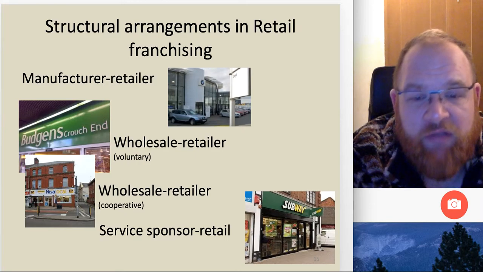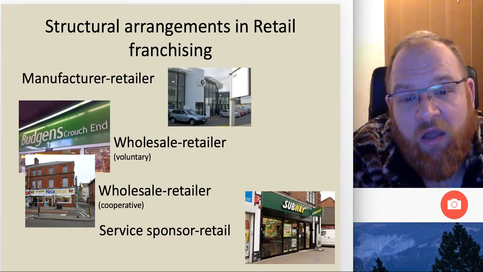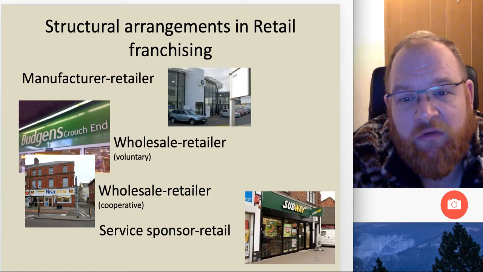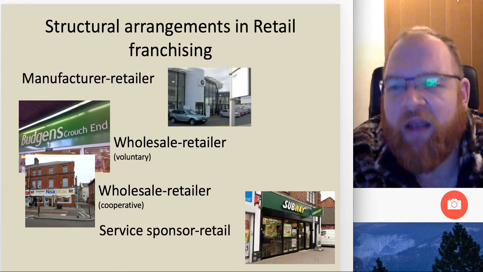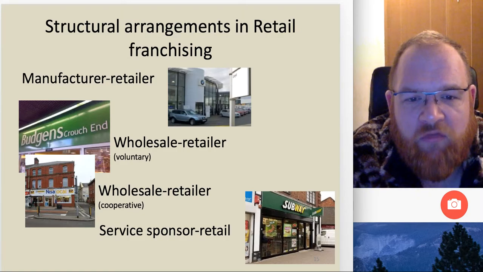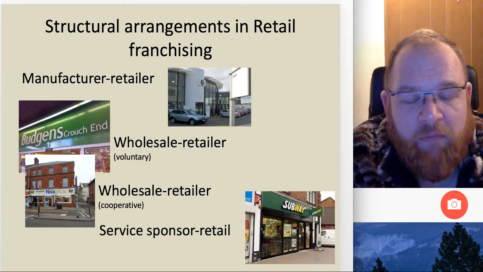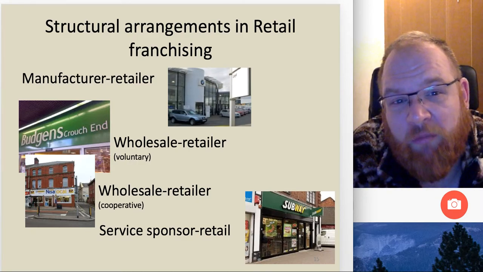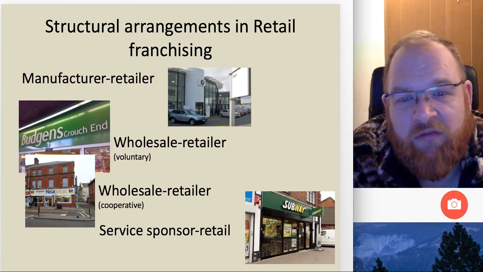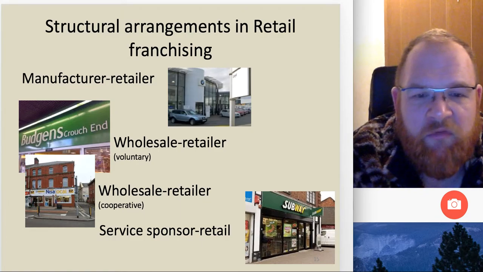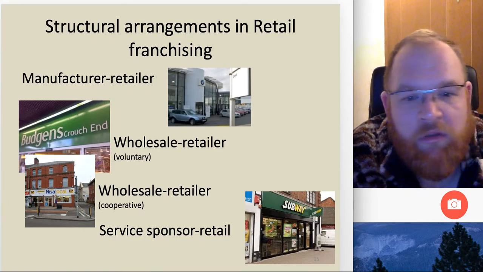A wholesale retailer, this is quite often where the franchise is more voluntary actually. Wholesalers will often have their own brand products available. So for example, Booker Cash and Carry has their Happy Shopper range, which is their own branded product. So it gives an independent retailer the opportunity to at least offer some kind of branding and brand control within their store.